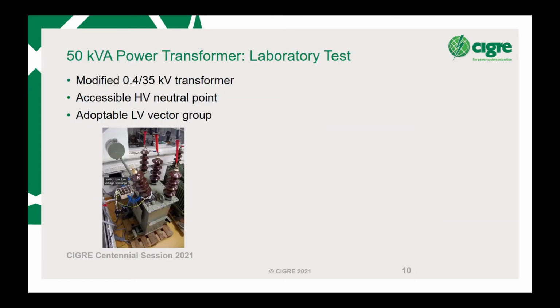So, we tested our approach in our lab with a 50 kVA power transformer. We modified it on the high voltage side. We added the neutral point and made all the low voltage connections accessible from outside. So it was a 6-sector transformer, or vector group, on the low voltage side. We fed all the connections outside. So now we can connect the low voltage vector group to any connection we want to test.